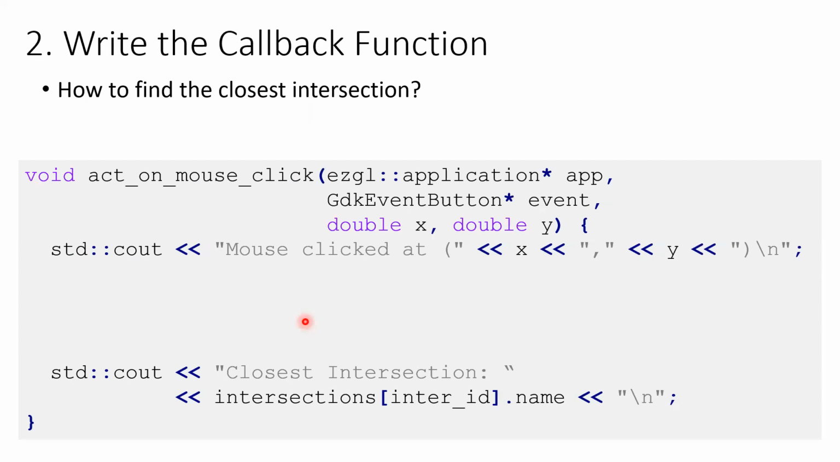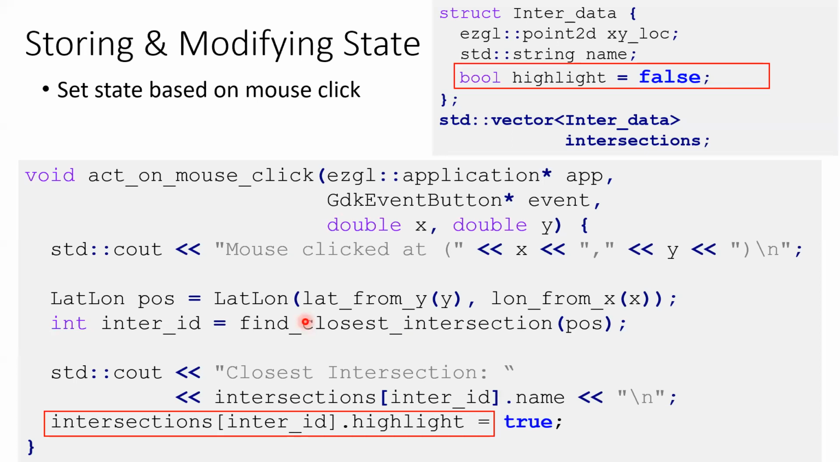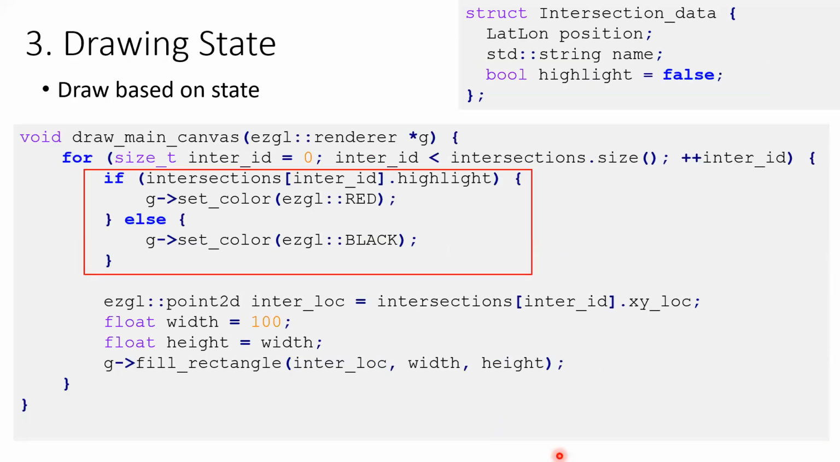So then in the act on mouse click, we still find the closest intersection. And we add in another state in the intersection data as highlight. When it's true, we highlight it. When it's false, we draw it as black. And we set the highlight to true. Now in the redraw function, we then add in a check of whether it's highlighted or not to decide the color we want to draw it in.